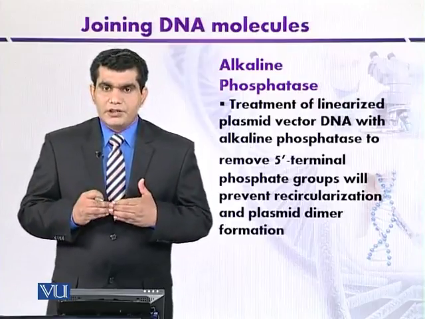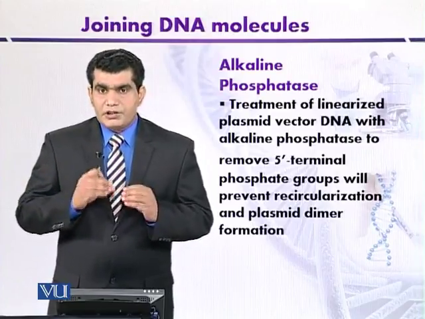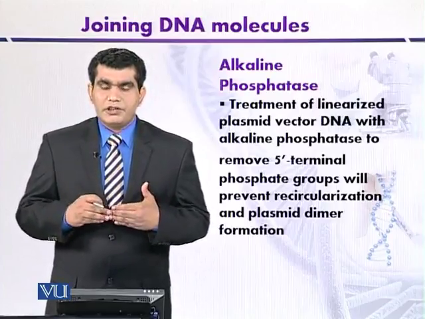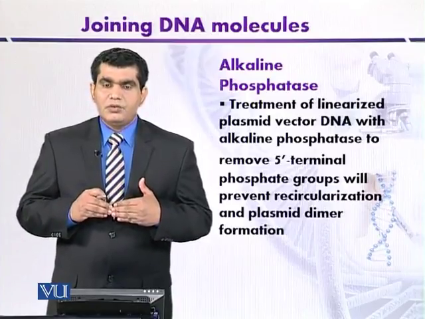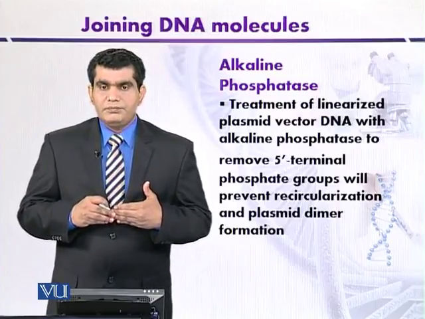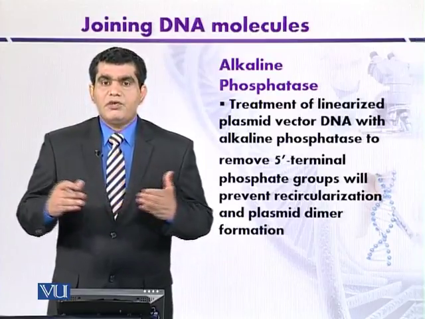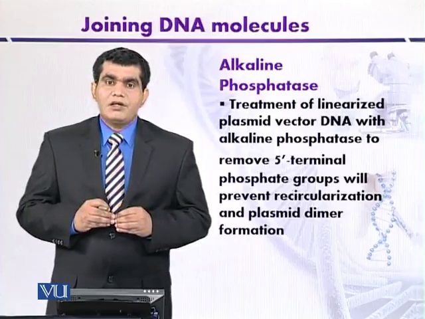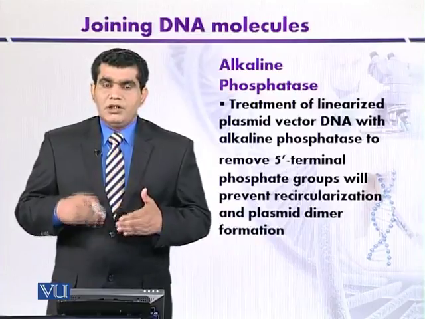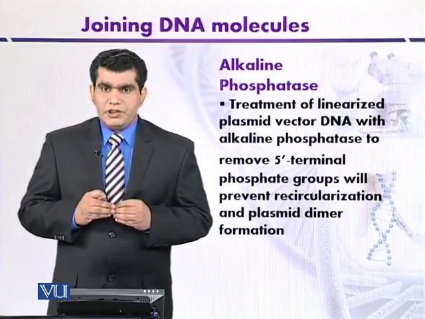तो ये उसी वक्त लाइगेट करेगा या सर्कुलराइज करेगा जब ये फॉरेन डीएनए इंसर्ट करेगा, क्योंकि हमने फॉरेन डीएनए को एल्कलाइन फॉस्फेटेज के साथ ट्रीट नहीं किया. सो द वेक्टर डीएनए विल recircularize only when the foreign DNA will be inserted. So this is one of the applications of alkaline phosphatase that can enhance the number of recombinant molecules when we treat vector with this enzyme.